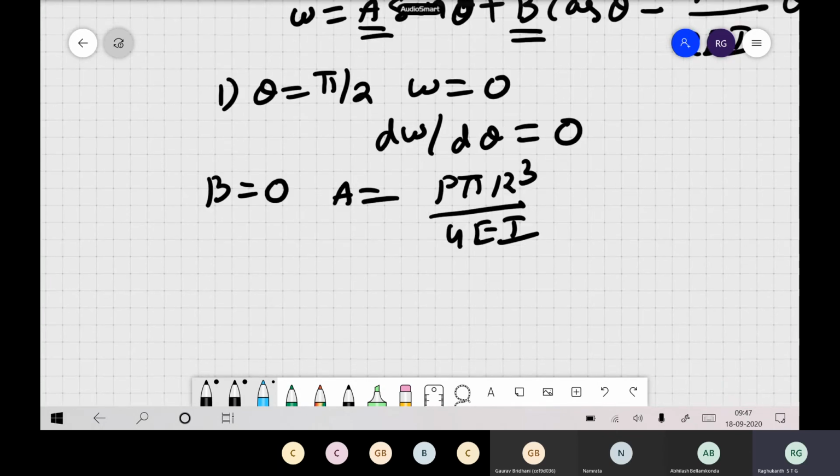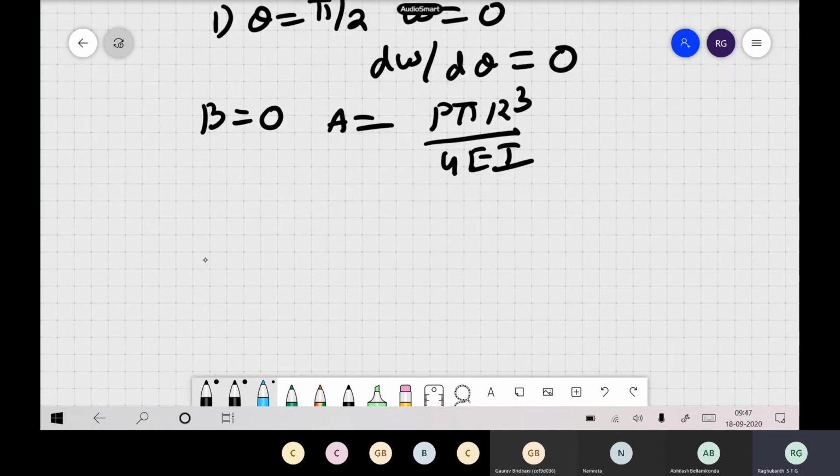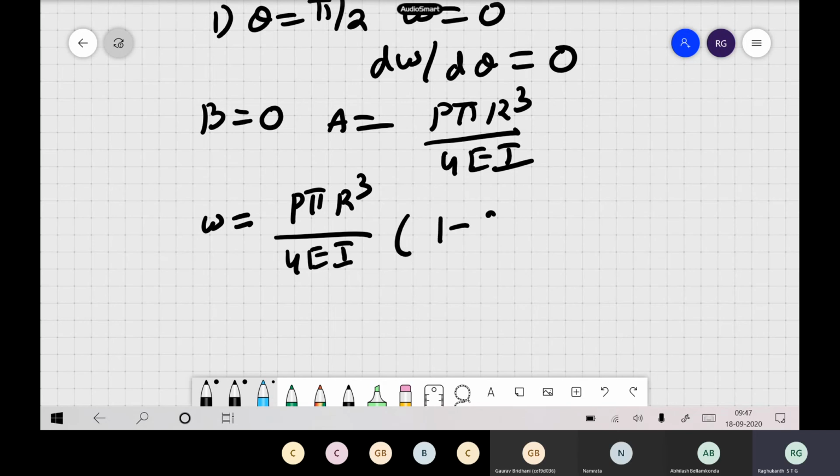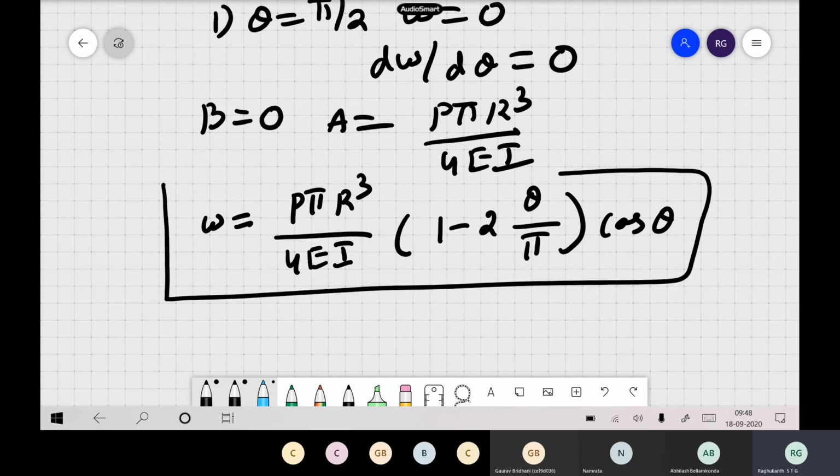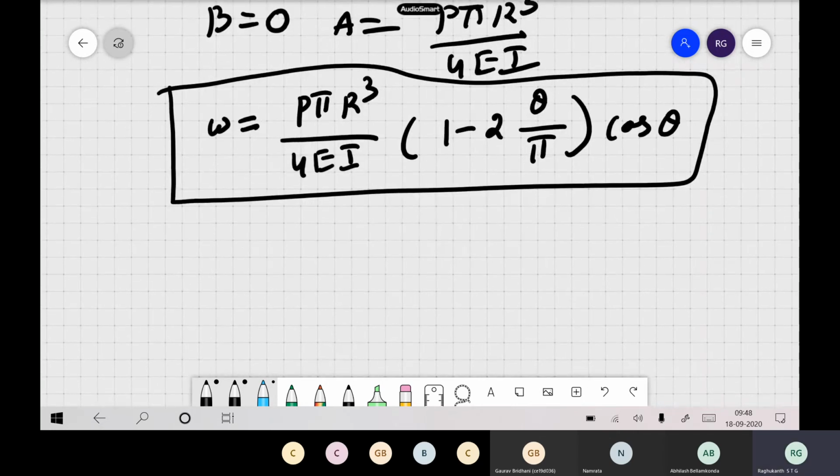Finally, if you calculate, W is equal to P pi R cube by 4EI times (1 minus 2 theta by pi) cos theta. So this is the final deflection for the arch. Now where will be the maximum deflection? The maximum deflection will be at the free end, that is theta equal to 0 itself.